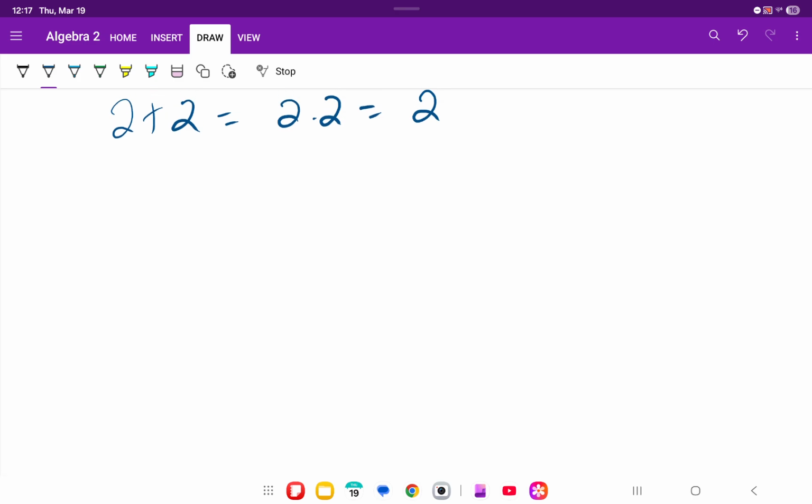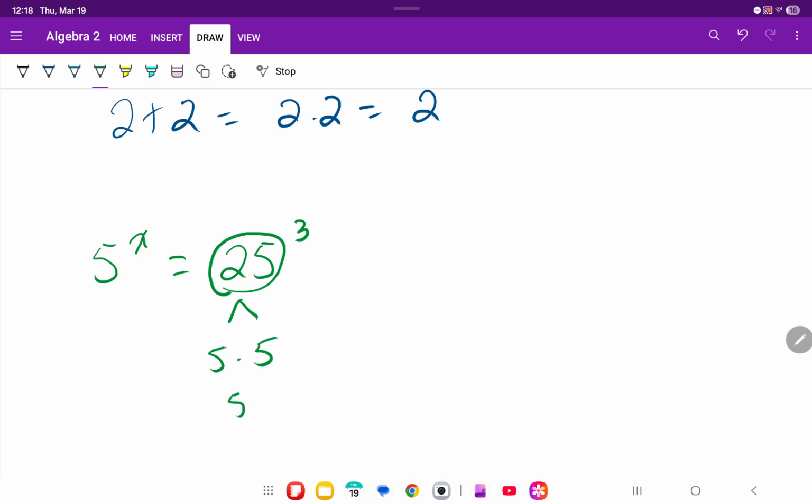Okay, so let's go on to another one. Let's see, how about this one? How about if we had 5 raised to a number equals 25 cubed? What would that number be? So again, we can convert this 25, that is 5 times 5, which can be written as 5 squared. So we're going to just substitute that in instead of the 25.